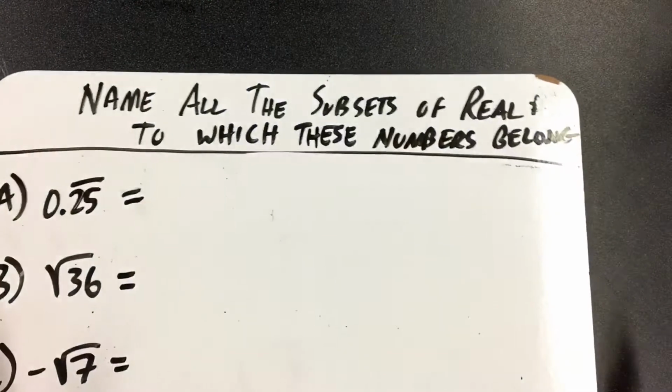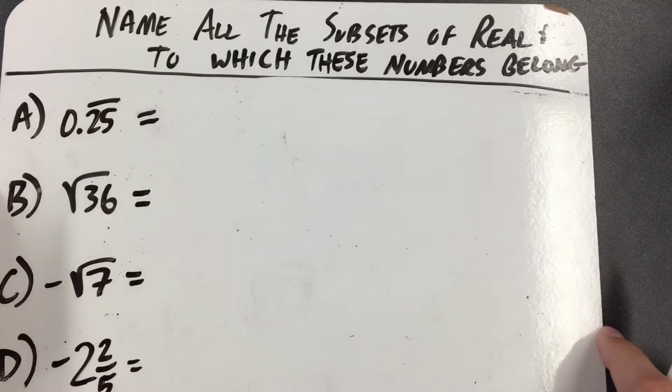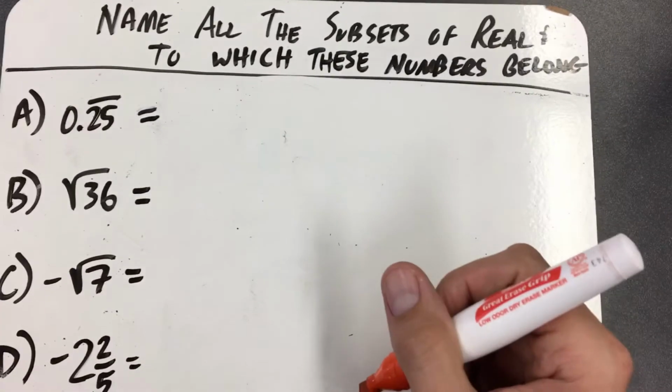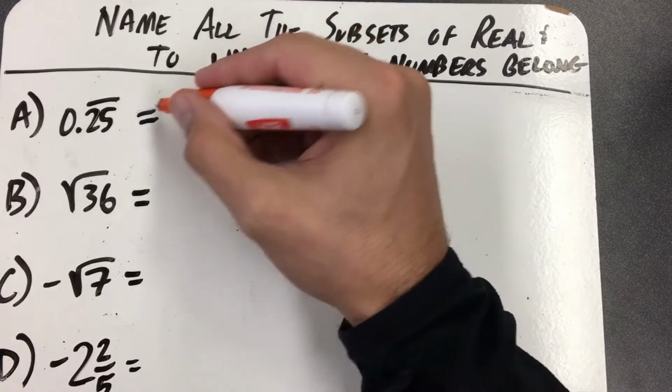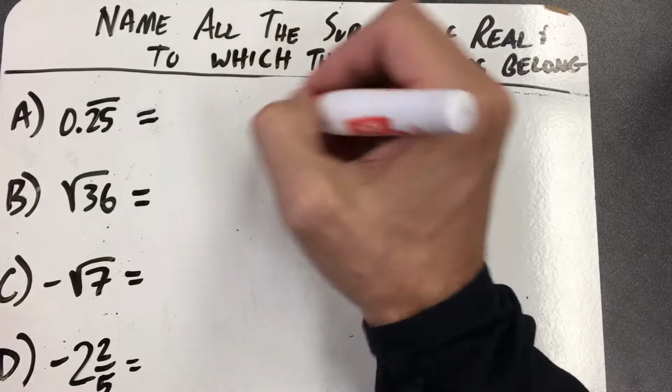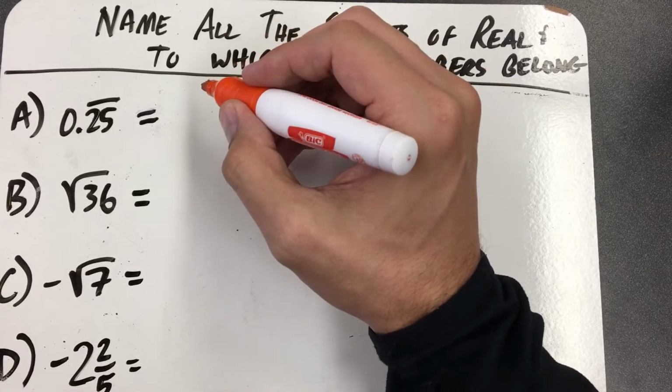Okay, now how are these questions going to be worded? Here's what the questions in the book are going to look like. They're going to say, hey, name all the subsets of real numbers to which these numbers belong. Tell me all the groups that these belong to. Okay, so I'm going to ask myself here, 0.25 with the repeating bar. Is it rational or irrational? It's got to be one or the other.